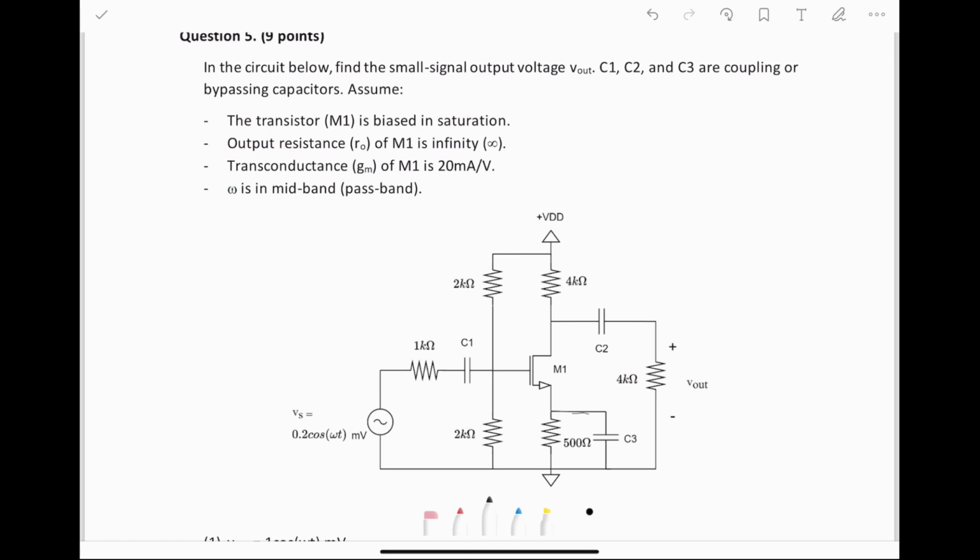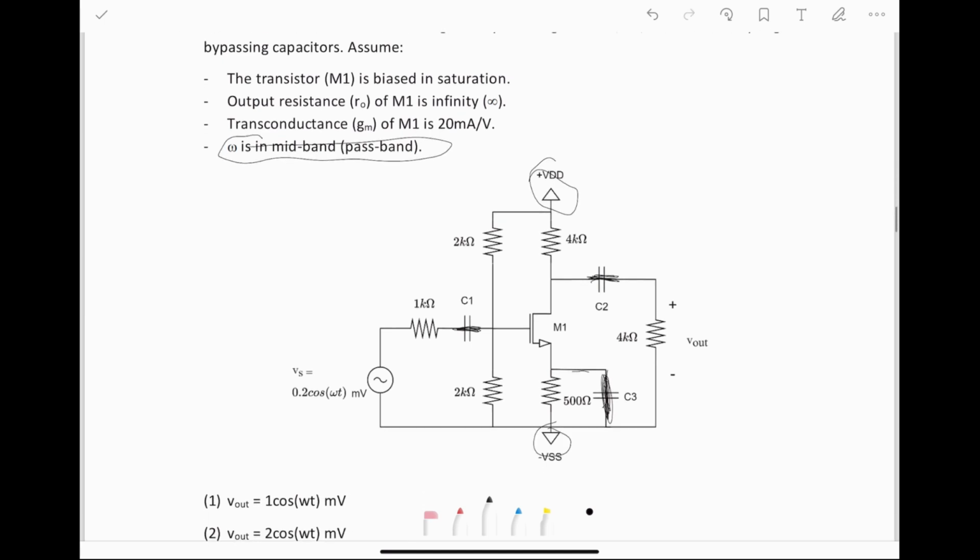So the way that we want to solve this problem is first, with any amplifier circuit, we see if we can deactivate our capacitors or short them, which we can because we're in the passband region. So all these external capacitors get shorted. And the second thing we do is we deactivate all of our DC sources. So that's our DC source right there. And by deactivating it, we short it, sending it to ground on both sides.